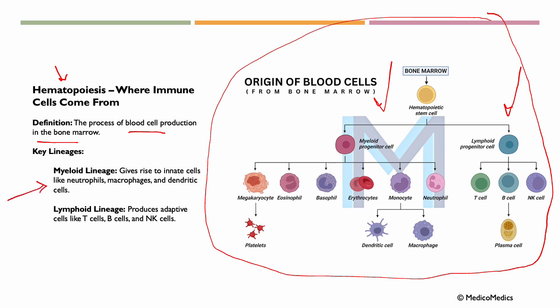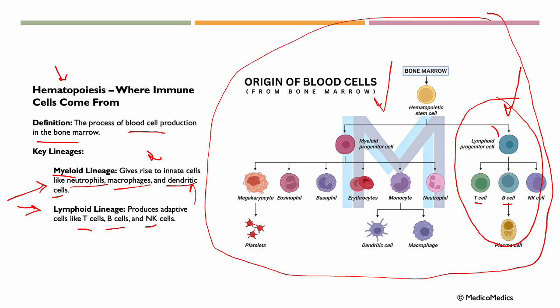Now, when we talk about hematopoiesis, we have two key lineages. We have the myeloid lineage, which gives rise to the innate cells we've mentioned, like the neutrophils and macrophages, and the dendritic cells. And if you remember, the dendritic cells were the antigen-presenting cells mentioned in the previous lecture. We also have the lymphoid lineage, seen here, right? Now here we see the production of adaptive cells like the T cells, the B cells, and also our natural killer cells. It should also make sense now when you hear the word T lymphocytes or B lymphocytes. We call them T cells and B cells, but they come from the lymphoid progenitor cell. So they are lymphocytes.